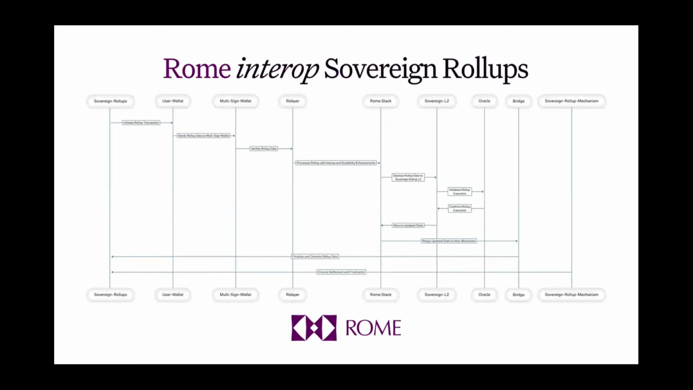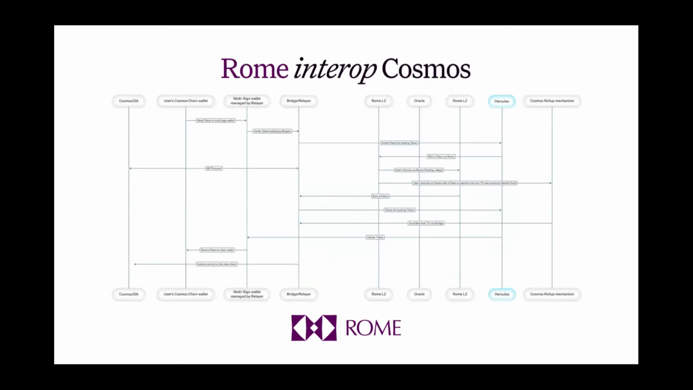So the first two solutions that I discussed were mostly scalability solutions, how we are scaling Ethereum and how we are scaling Bitcoin. And now here comes the interoperability part. We have created our own fast finality layer, and we have our own SDK. This helps to create interoperability between sovereign rollups and Solana. Any sovereign rollup can be interoperable with Solana, and the same with Cosmos as well.